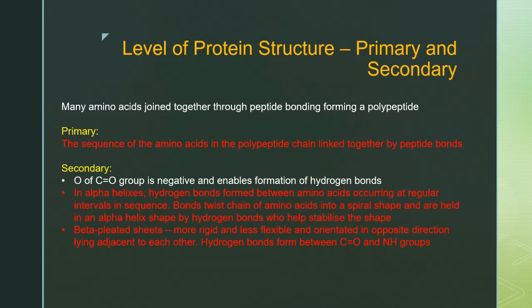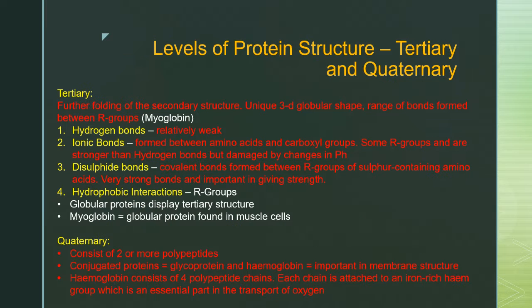And there's also two different types: alpha helixes and beta pleated sheets. In alpha helixes, the hydrogen bonds are formed between the amino acids occurring at regular intervals in the sequence. These bonds twist the chain of amino acids into a spiral shape, and these are held in an alpha helix shape by these hydrogen bonds, which help stabilize the shape. In beta pleated sheets, however, it's more rigid but less flexible, and the strands are oriented in opposite directions, lying adjacent to each other. The hydrogen bonds are formed between the CO and the NH groups.